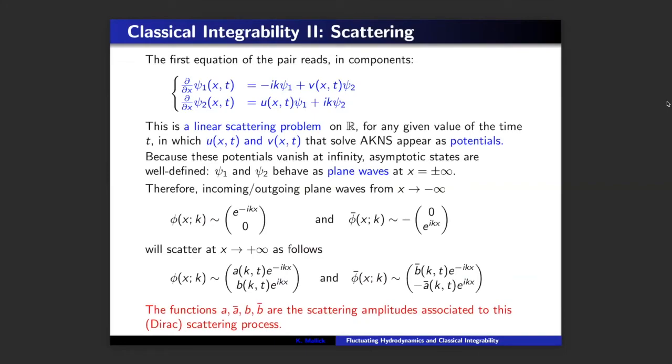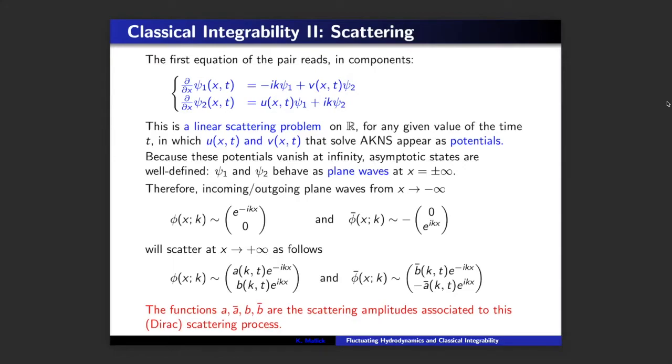For these two components, psi1 and psi2, what happens is that the u and v potentials vanish at infinity. We don't know how to prove it, but we know it's true, so we assume it. But they're localized, it should be okay. And then it means that in the large x limit, you have a diagonal trivial scattering problem. You have plane waves. So you can really do the work. I'm sending a plane wave at minus infinity. So there are two types of plane waves, first component and second component. It gets scattered at plus infinity with some scattering coefficients, which are the scattering data.